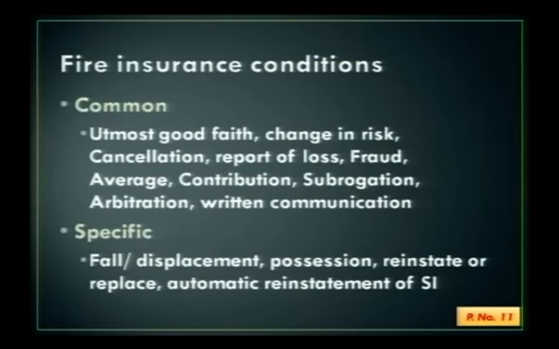The condition of average. Another term we use in insurance is underinsurance. The property has been insured for a lesser value than it should have been, and so the customer has to bear a proportional part of the loss. This is known as the condition of average. If you see your textbook, you will see the formula: the sum insured upon the total value of the property, and that proportion only of the loss you will get.